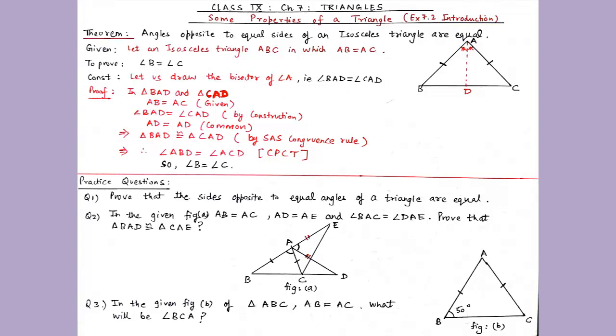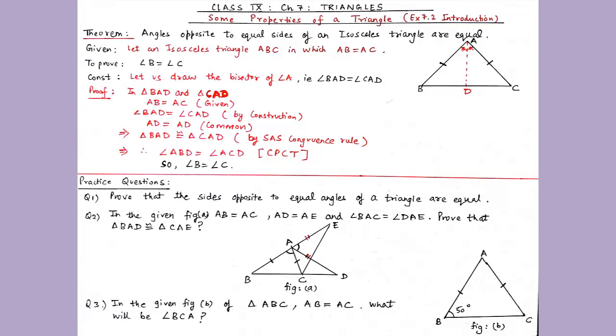Now students, we will consider two triangles, triangle BAD and triangle CAD, and we will prove that they are congruent. First, AB is equal to AC, which is given in our question since our triangle is isosceles. Also angle BAD is equal to angle CAD, which is equal by construction. And AD is equal to AD, which is the common side in both these two triangles. So from here, triangle BAD is congruent to triangle CAD by the side angle side congruency rule.